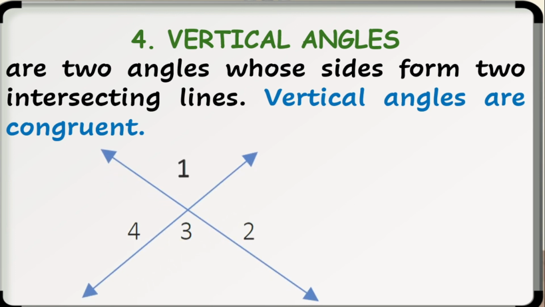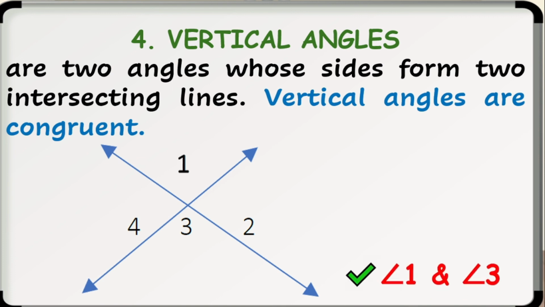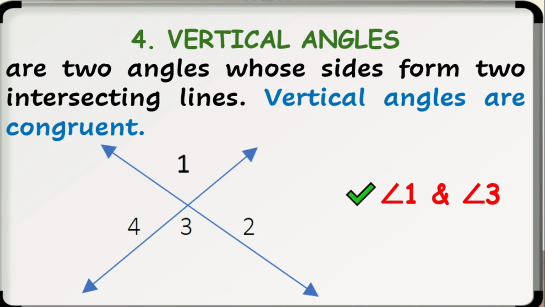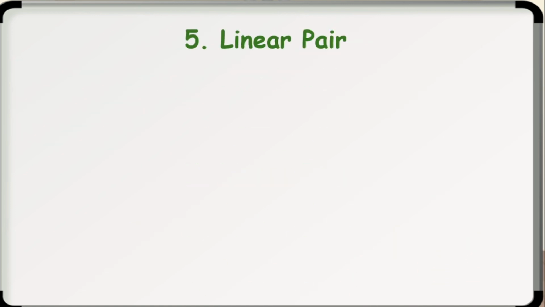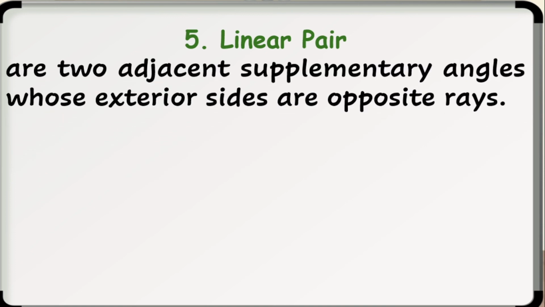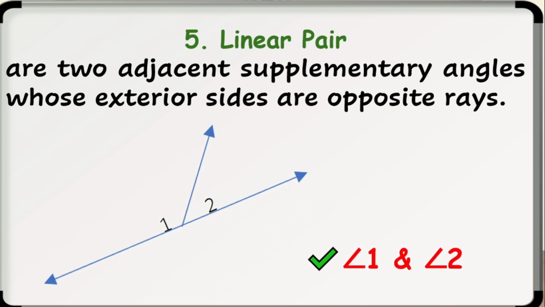In this illustration, angle 1 and angle 3 are vertical angles, meaning whatever is the measure of angle 1 will also be the measure of angle 3. The same with angle 4 and angle 2. And lastly, we have the linear pair, which are two adjacent supplementary angles whose exterior sides are opposite rays. In this illustration, angle 1 and angle 2 form a linear pair.